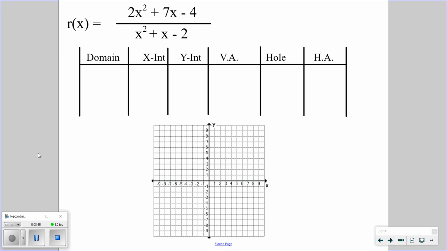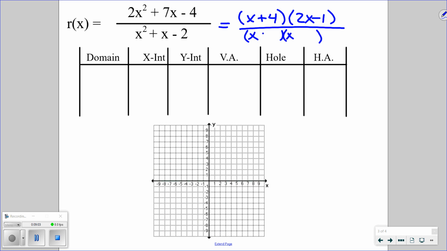Okay, let's start by factoring. So the numerator is going to factor into x plus 4 times 2x minus 1, over x plus 2 times x minus 1. Okay, let's run through our characteristics. So the domain is x cannot equal negative 2 or 1.